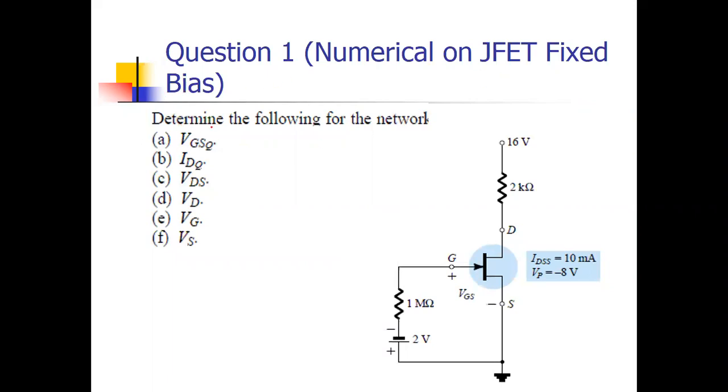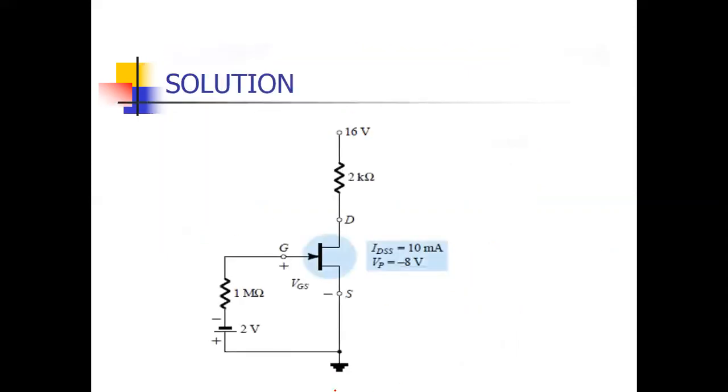Now the question is, determine the following for the network, and this is the given network. You can understand this is the circuit of fixed bias. Now what we have to determine: VGSQ, IDQ, VDS, VD, VG, VS. We will solve one by one. So first of all, we want to calculate VGSQ. Now this is the given circuit.